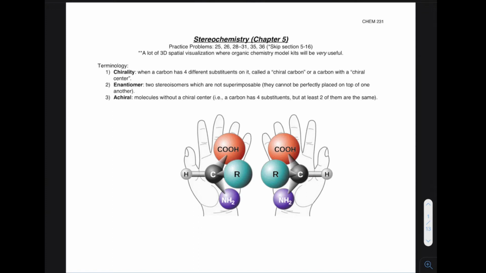All right, so in this chapter we're going to be talking about stereochemistry. And we've talked about this a little bit in chapter 1. What stereochemistry is, if you remember, is the 3D structural study of molecules. And some terminology we're going to be using to talk about the 3D nature of molecules are the following.